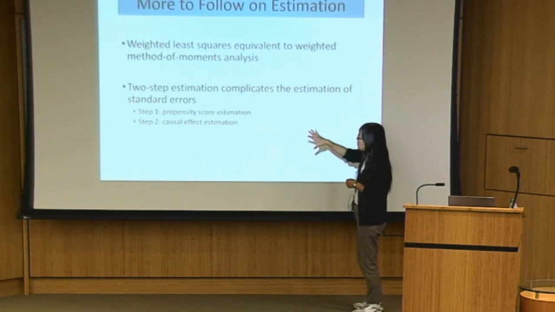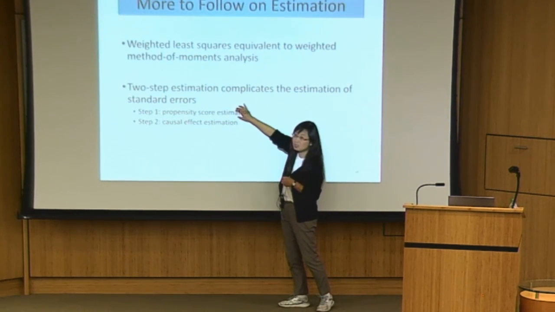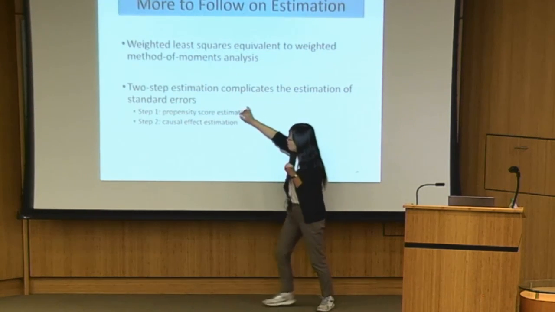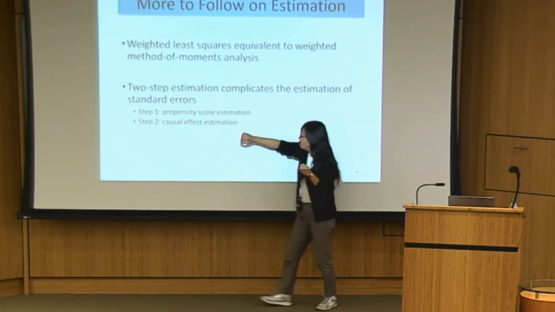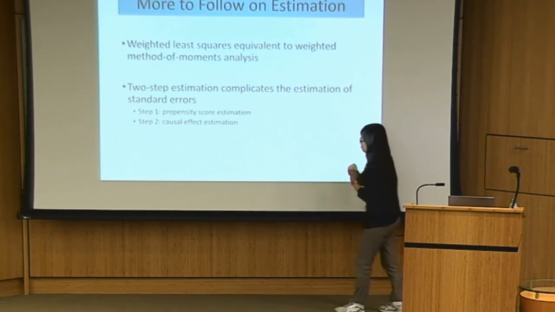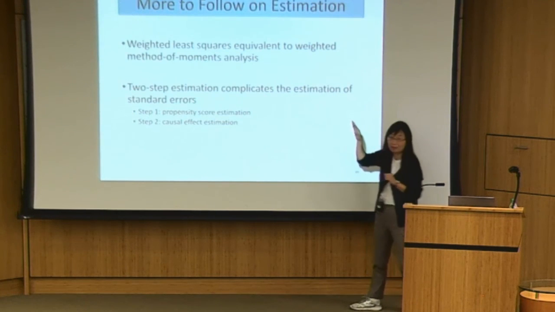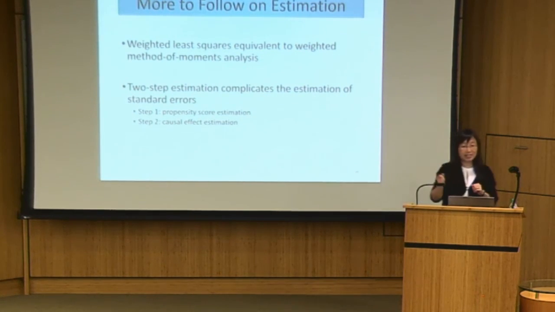And it's a problem because if in your second step you assume your propensity score is the true score, you're ignoring the estimation error in the propensity score, and you're going to have a biased estimate of the standard error. So it could affect your statistical inference. So this 2-step estimation complicates the estimation of standard errors. And this is something we're going to take care of with great care, which I'm going to mention in the afternoon.